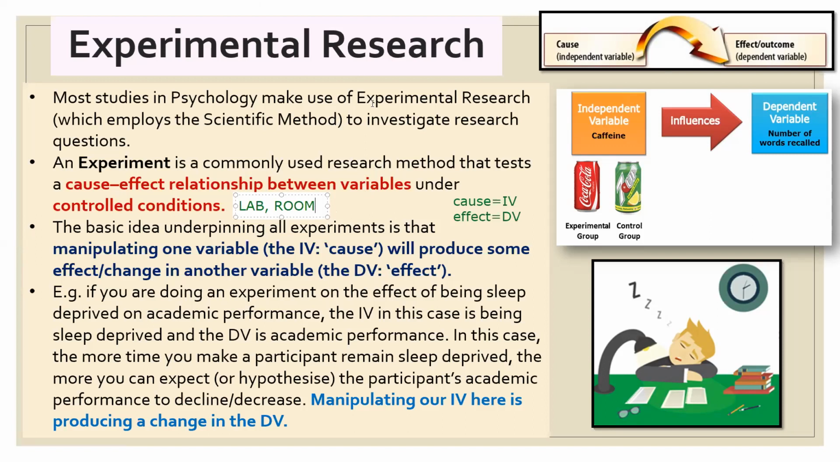Then we look at this other idea: every experiment that we do involves the manipulation of one variable and how it affects another variable. So what we usually say is that whenever we manipulate the IV, that will almost always cause a change in the DV, okay? So that's the basic idea there.